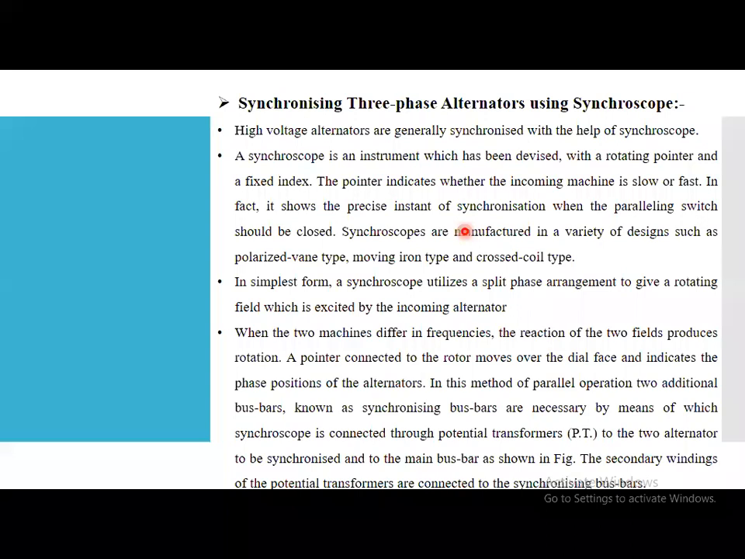So the best method is to use the synchronoscope. High voltage alternators are generally synchronized by using the synchronoscope. So what is a synchronoscope? Again, it is one type of instrument with a rotating pointer that we already saw.